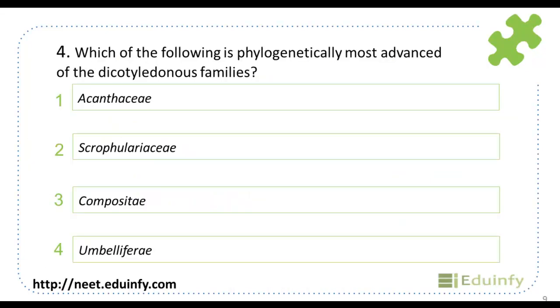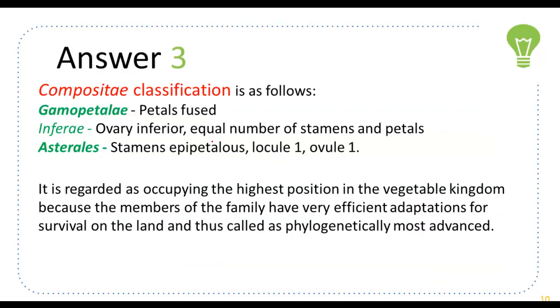Next question. Which of the following is phylogenetically most advanced of dicotyledonous family? Acanthaceae, Scrophulariaceae, Compositae and Umbelliferae. Here the answer is Compositae. In Compositae, they are of 3 types: Gamopetalae, Inferae and Epigynae. In Gamopetalae, petals are fused. In Inferae, ovary is inferior and there are equal numbers of stamens and petals. In Epigynae, stamens are epipetalous with one locule and one ovule. This Compositae occupies the highest position in the plant kingdom because the family members have very efficient adaptation for survival on land and thus are called phylogenetically most advanced.